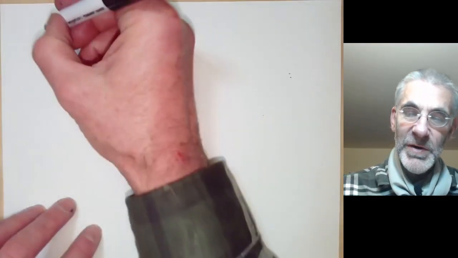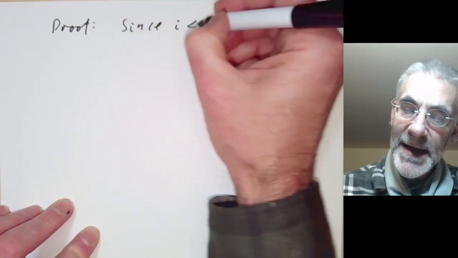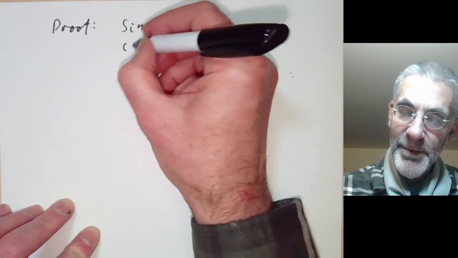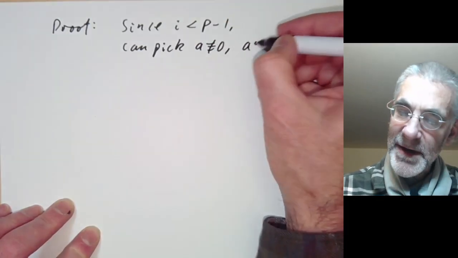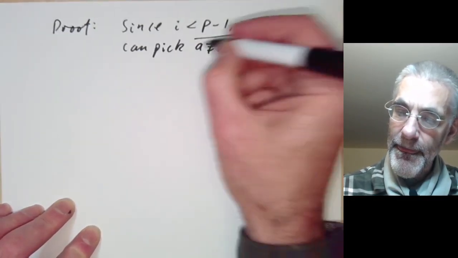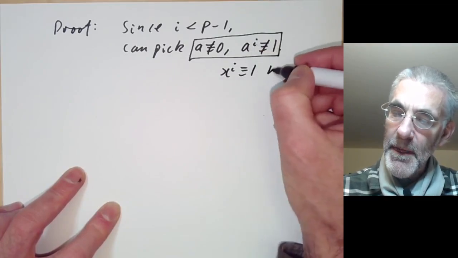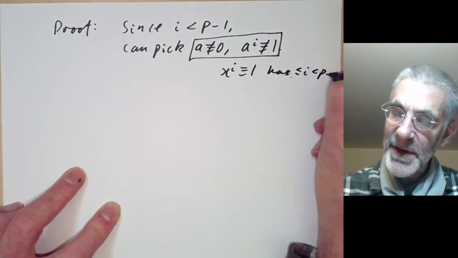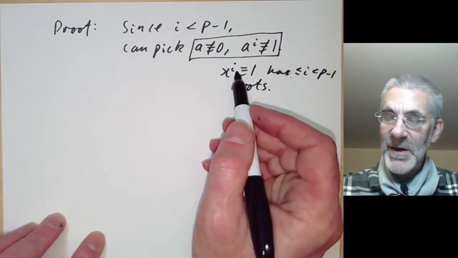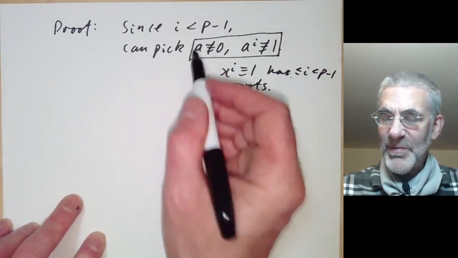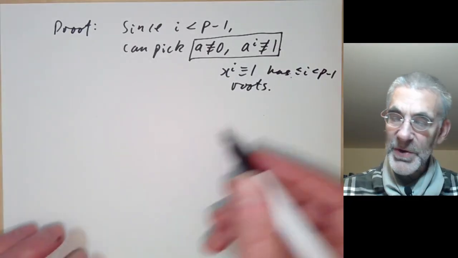Well, this is quite easy to prove. Since i is less than p minus 1, we can pick a not congruent to 0 with a to the i not congruent to 1. And what's the reason for this? Well, x to the i congruent to 1 has at most i, which is less than p minus 1, roots. And there are p minus 1 non-zero elements mod p, so at least one of them, a to the i, is not equal to 1 mod p.